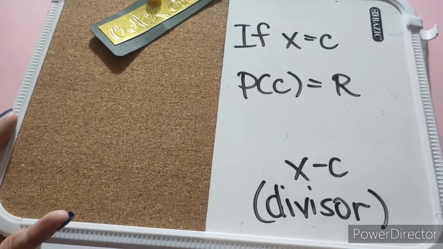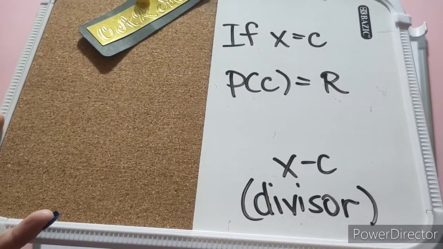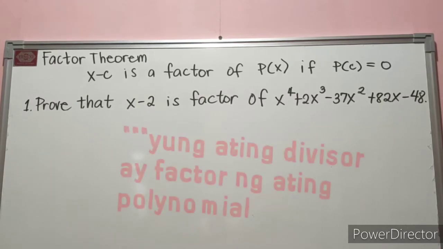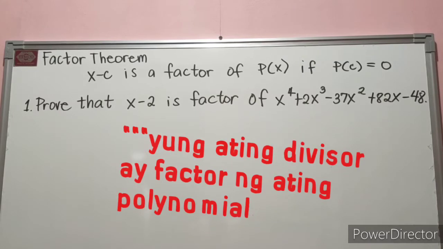Ngayon, let's have the factor theorem. Factor theorem tells us that x minus c is a factor of our polynomial, which is the p of x, if the p of c is equal to 0. So, kung ang remainder natin ay 0, masasabi natin na yung ating binomial ay factor ng ating polynomial.